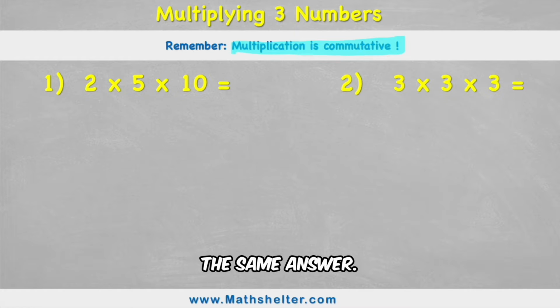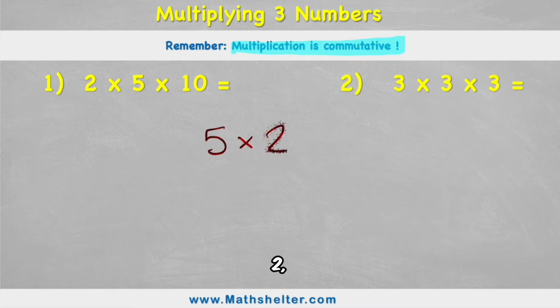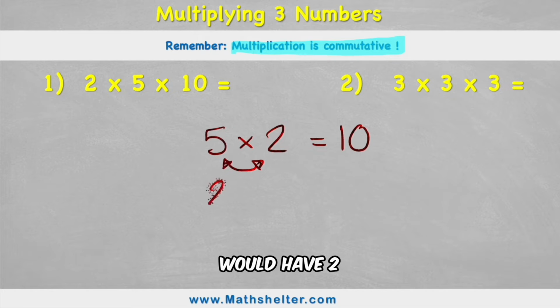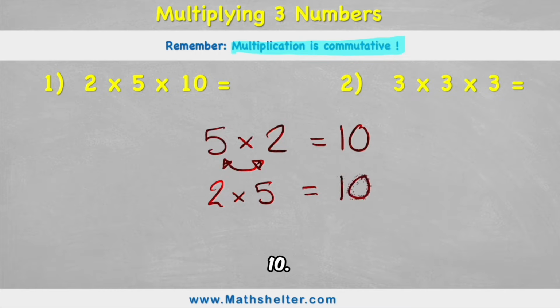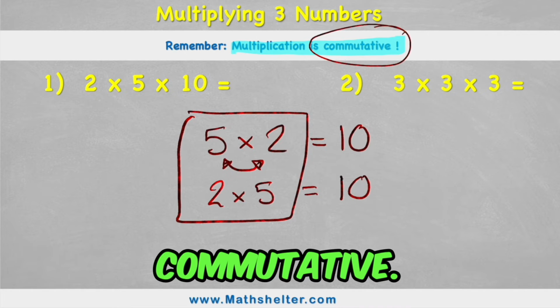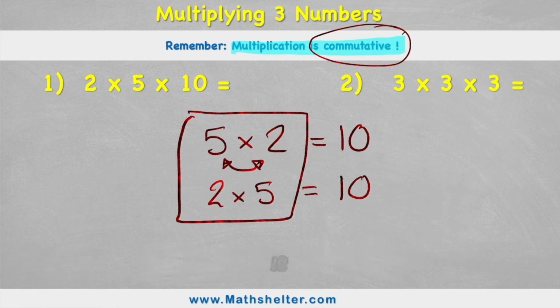the same answer. For example, if I had 5 times 2, my answer is going to be 10. But if I flicked these numbers around and put them the other way, I would have 2 times 5, and that also equals 10. Being able to flick these numbers around either way means that this question is commutative. And all of multiplication is commutative.